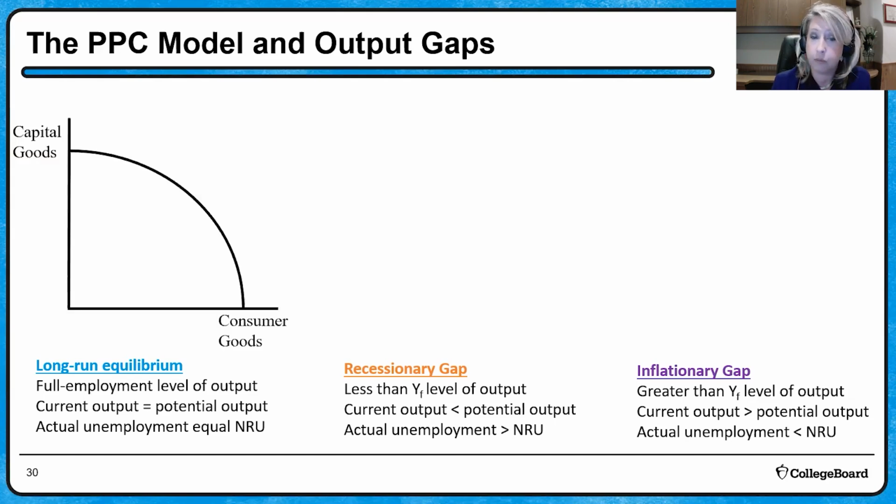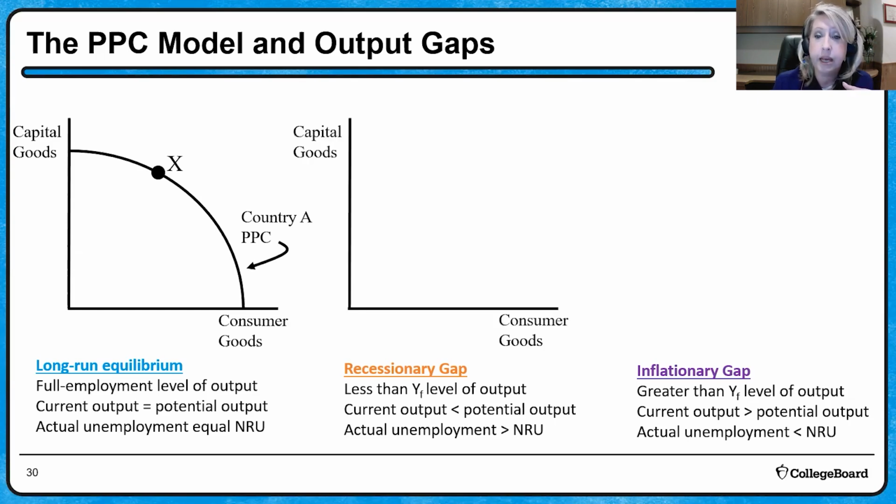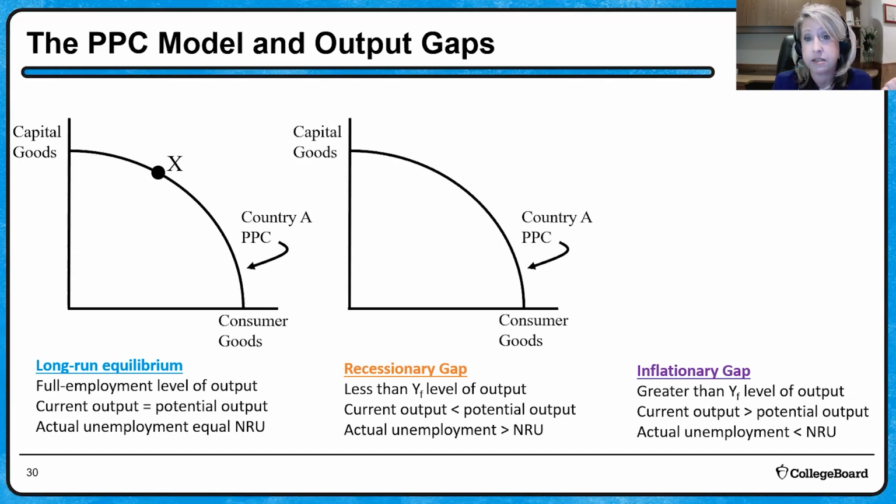So correctly labeled axes, curves, and then use our point to indicate in long run equilibrium, we're producing a combination of consumer goods and capital goods that's on our PPC. If we're in a recessionary gap, we'll do the same thing. Axes, curves, and now if we're in a recessionary gap, we're producing less than full employment levels of output. So we should draw a point inside our PPC.